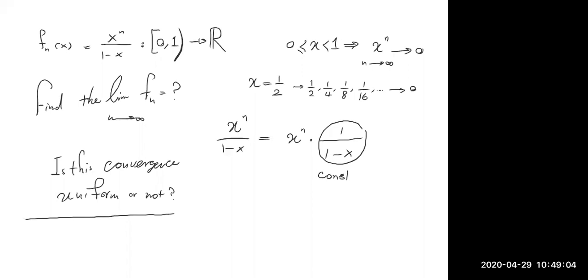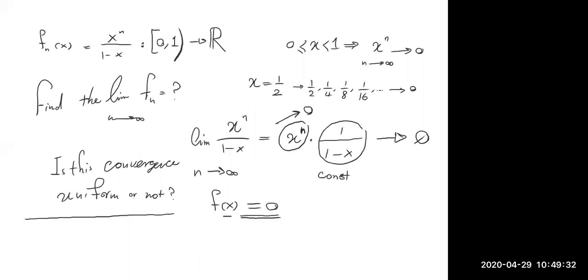Why? Because here we are taking the limit over n, not x. So here I'm assuming x is fixed. It is n which is changing, and it's going to infinity. And when n goes to infinity, this one goes to 0. So it would be the multiplication of something constant with something which goes to 0. The result would go to 0. So f of x equals 0. That's the limit. But now, is this convergence uniform or not?